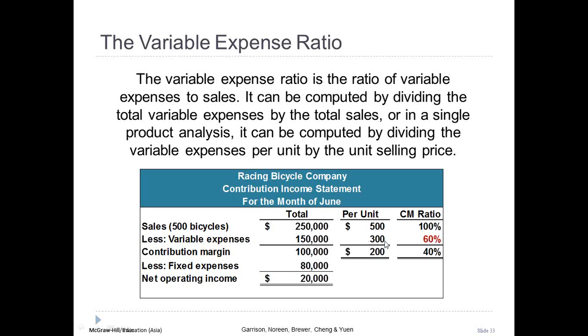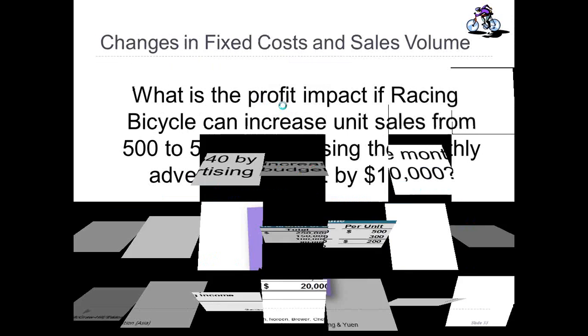Here it is. 300 divided by 500, or 150,000 divided by 250,000. So on top, the numerator, 150,000. On the bottom, the denominator, 250,000. So that ratio will give you 60%. It can be computed by dividing the total variable expenses by the total sales. And that's what we get. 60% is the variable expense ratio.